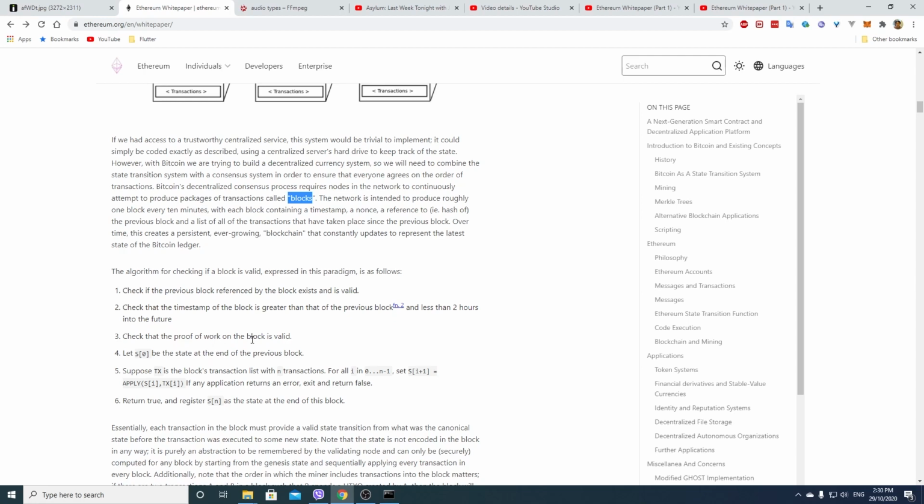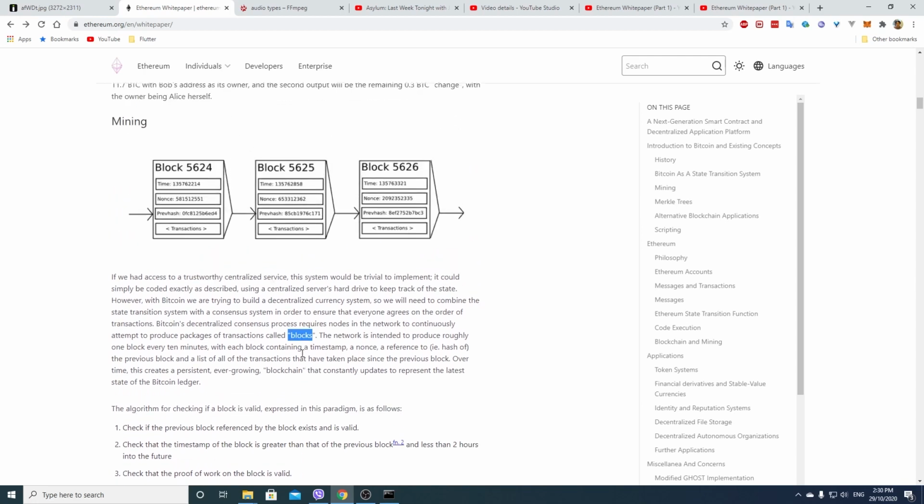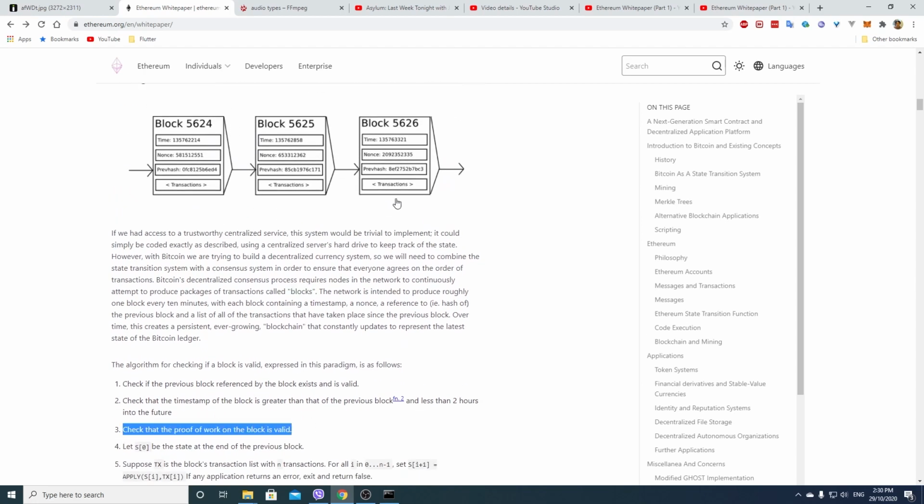Check that the proof of work on the block is valid. That means that you take the block content and you calculate the hash. Well, actually, it's only the block header. You hash it, and then you figure out if the resulting value is lower than the threshold as determined by the difficulty.